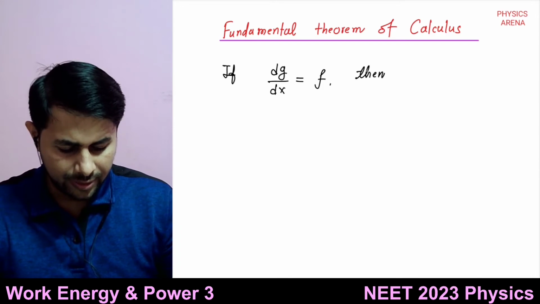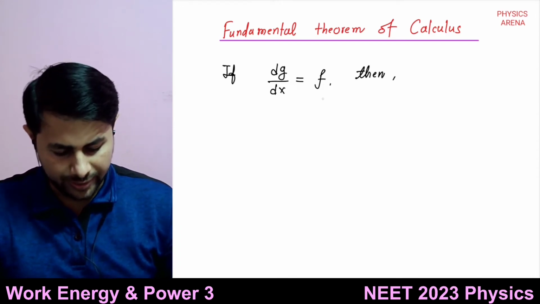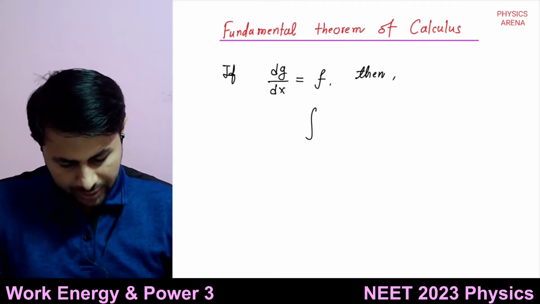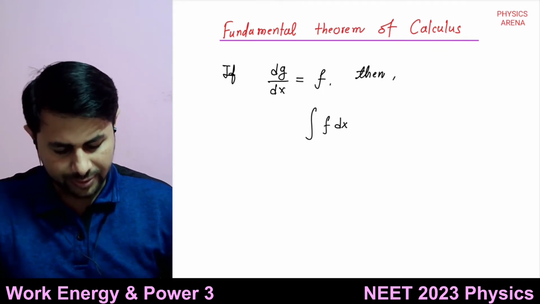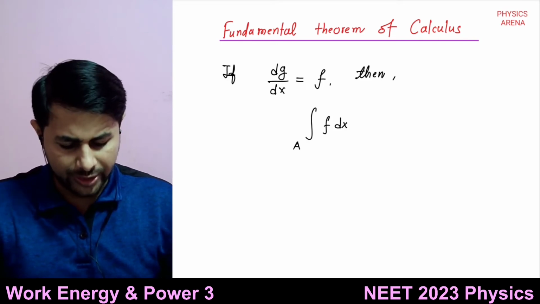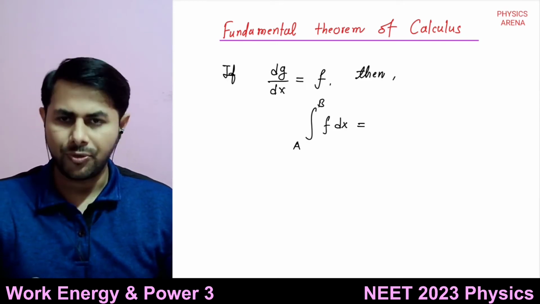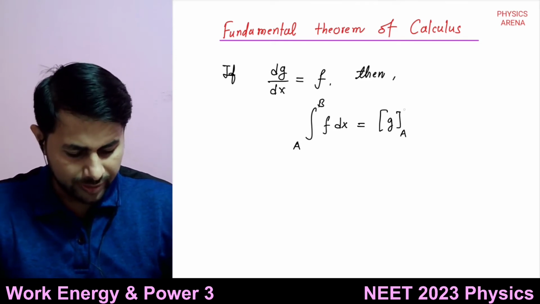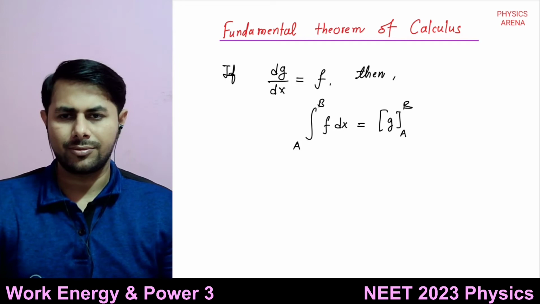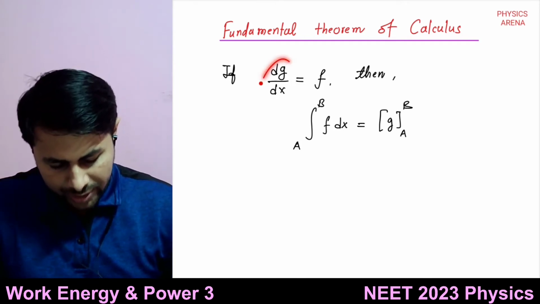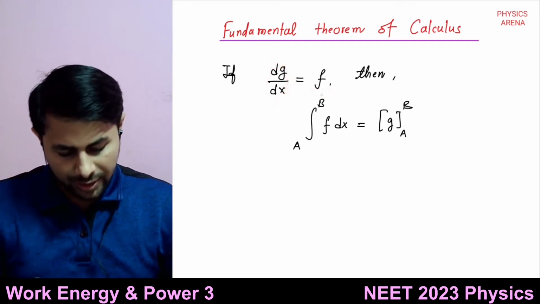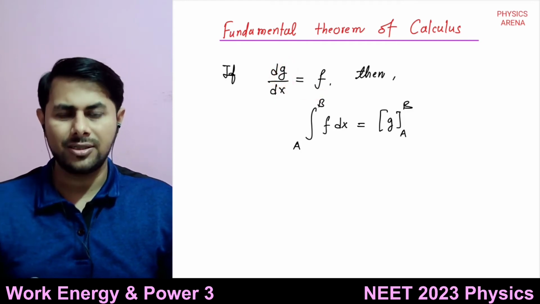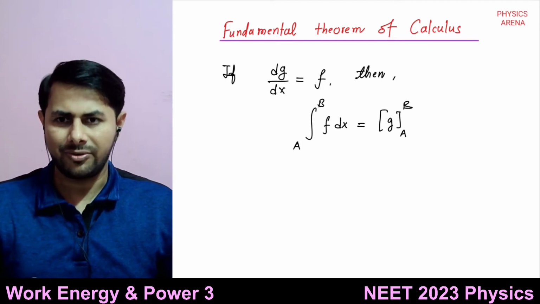Then you can define, if you take the integral of f dx from point A to point B, what will you get? You will get g, from some lower limit A to upper limit B. If the derivative of g is f, then the integral of f will give you g, because integral is the antiderivative.